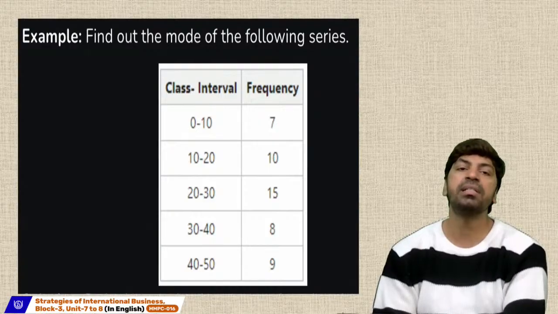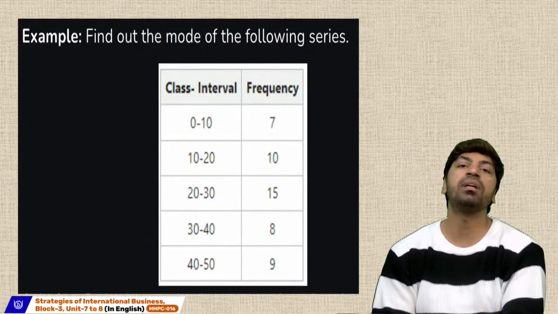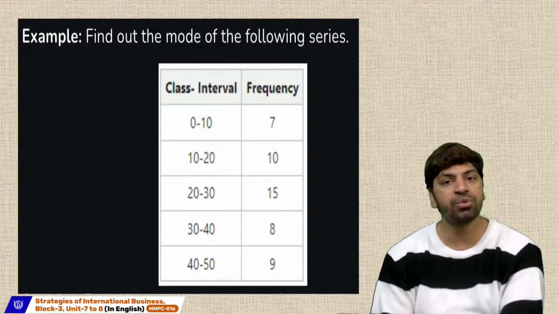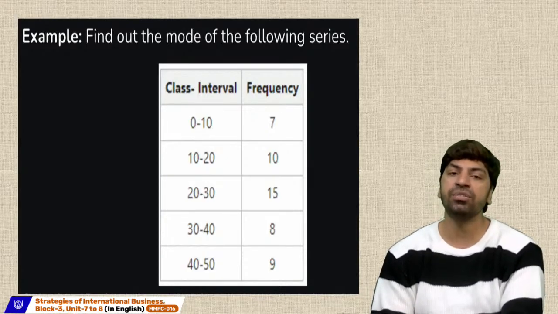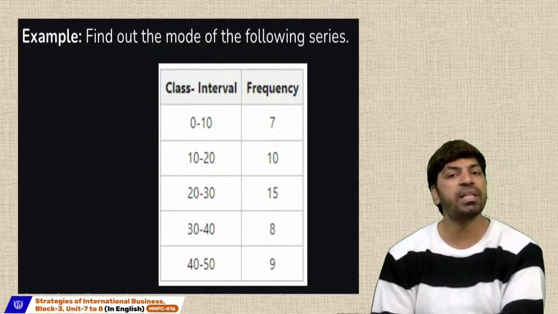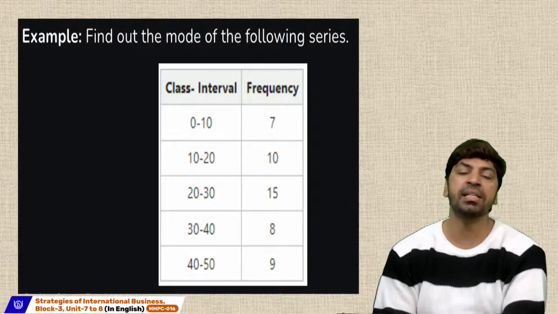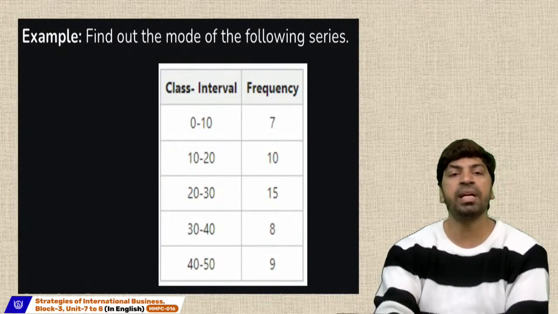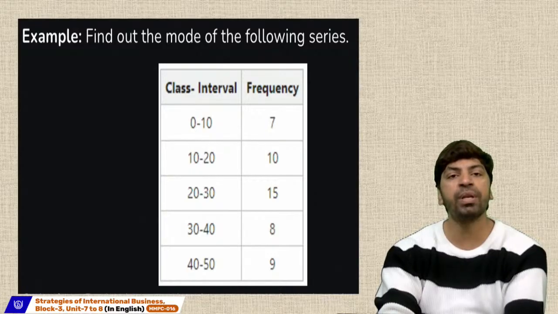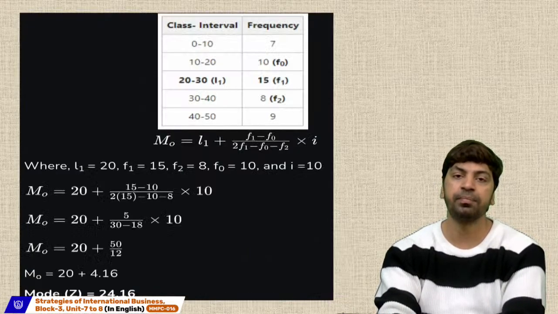So this is an example of the continuous series. Find out the mode of the following series. The class intervals are 0 to 10, 10 to 20, 20 to 30, 30 to 40 and 40 to 50, and the frequencies are also given in the question, that is 7, 10, 15, 8 and 9. So let's have an overview of how to calculate the value of mode using this data.